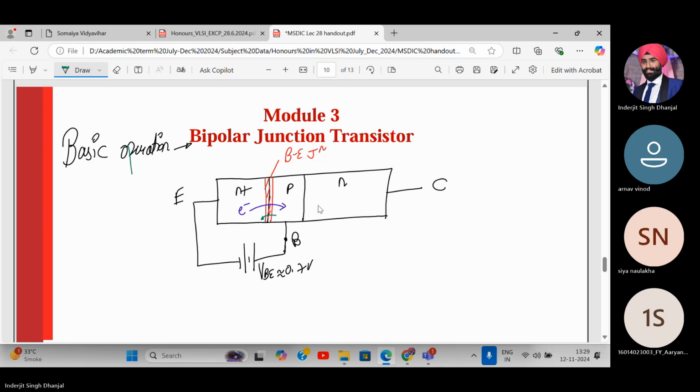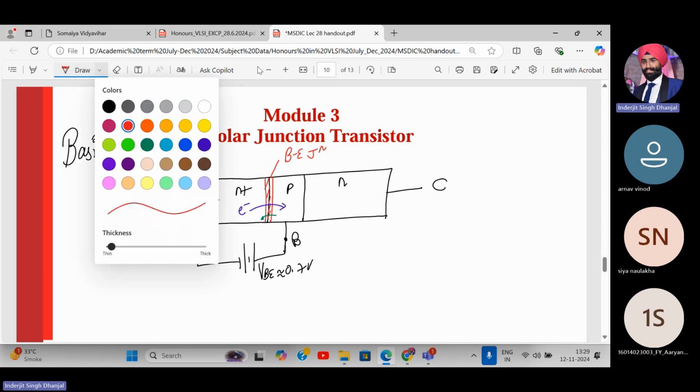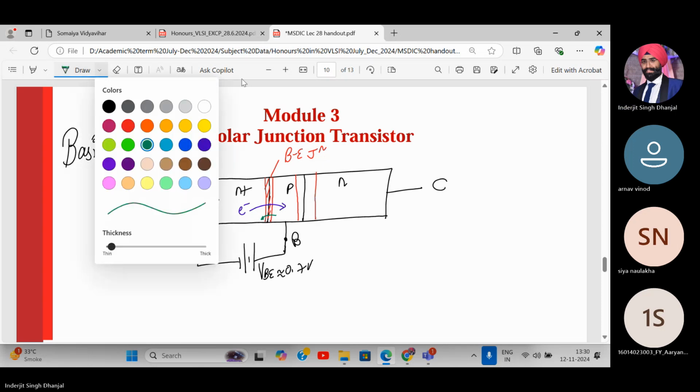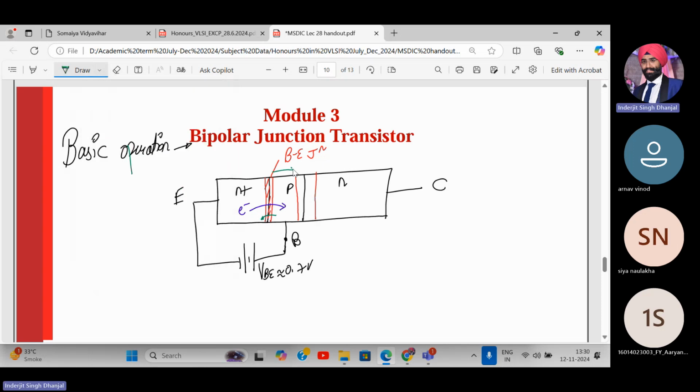If WB is less than Ln, now what is WB and Ln? See, WB is this. There is a depletion region here also formed, right? And what is the width of my base region? Here, this is the base width, WB. So WB is the base width.